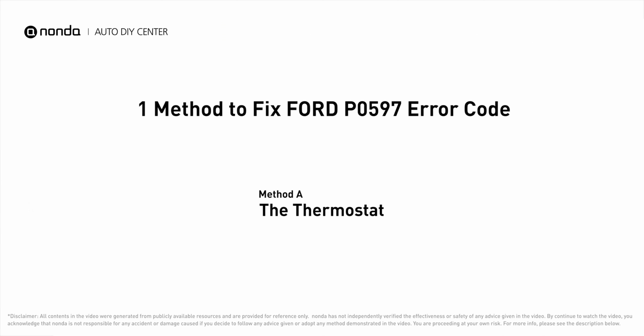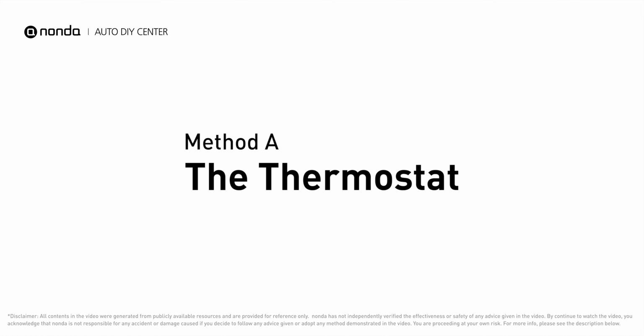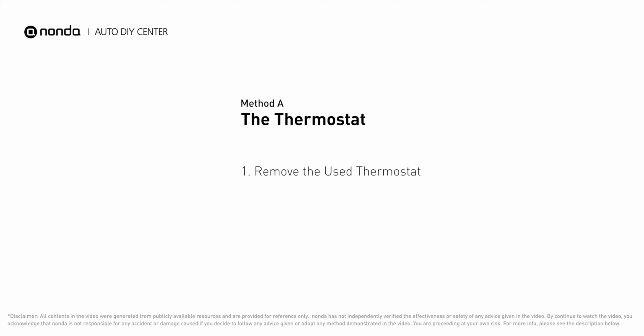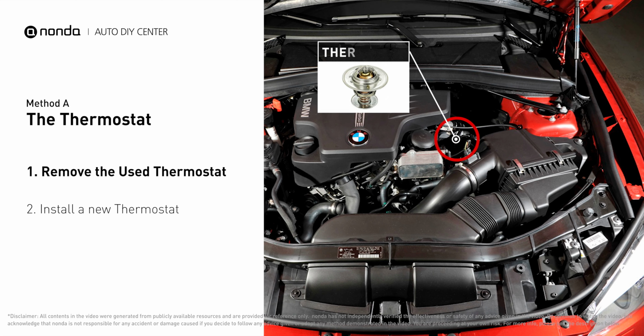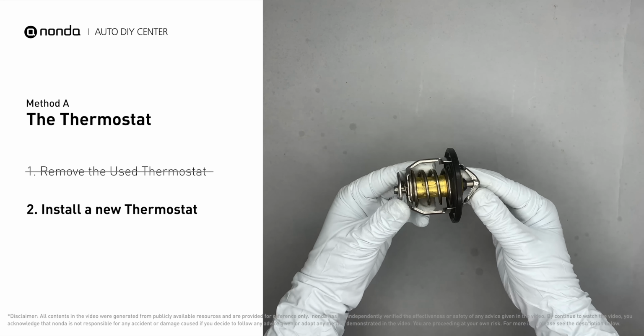Here is one of the most practical solutions to fix Ford's P0597 error code. Method A, the thermostat. In most cars, the thermostat is placed near the water pump on the cylinder head. First, carefully remove the thermostat from the engine. The engine has to be cooled before attempting the process, and then install a new thermostat.